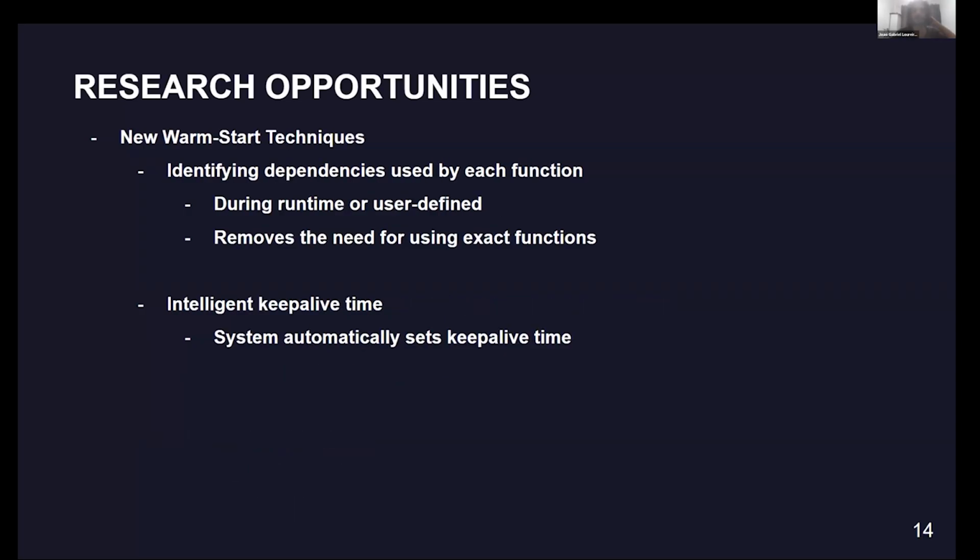And we can also try to search for new Wormstar techniques. So maybe we can try to identify dependencies. So instead of rerouting functions according to specifically where this function has run in the past, we can just try to search for any worker with the same dependencies. And we can also try something like an intelligent keep alive time, where the system can try to infer an optimal value that will make the resources be used in the most adequate way.